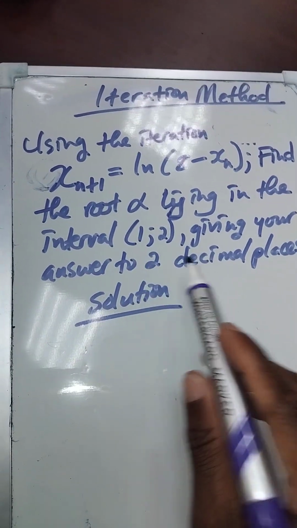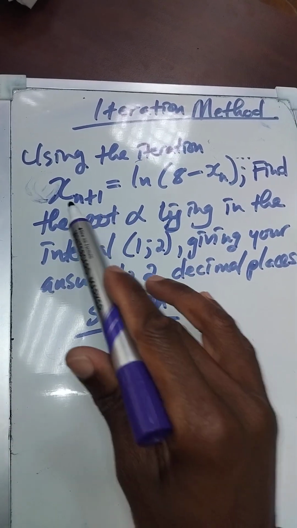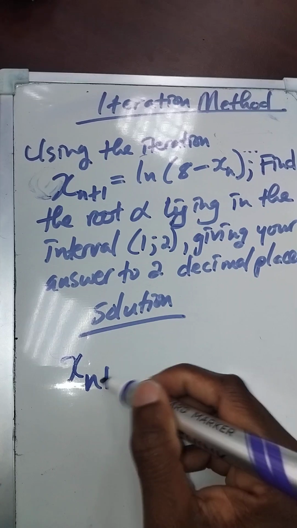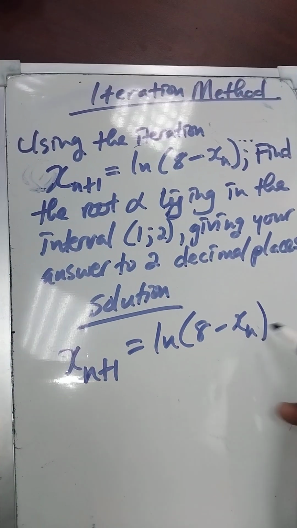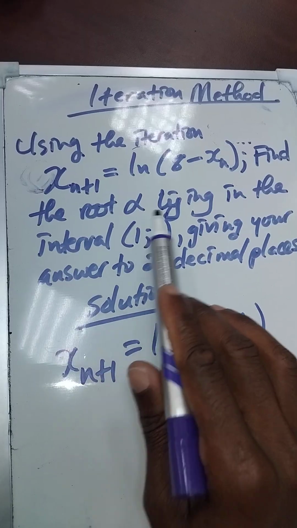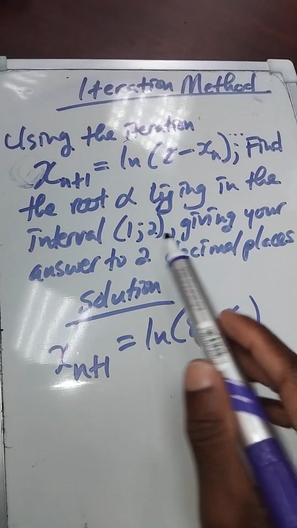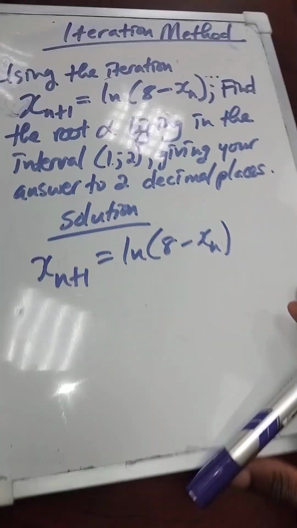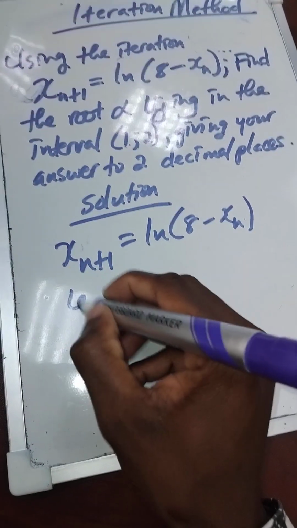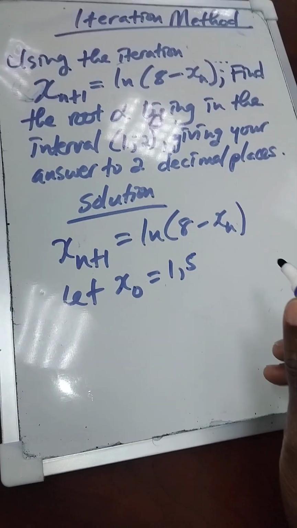solution and using the iteration x_{n+1} = ln(8 − x_n), find the root lying in the interval 1 and 2, giving your answer to 2 decimal places. Since you are given this interval, you take the middle, so let x0 be equal to 1,5.